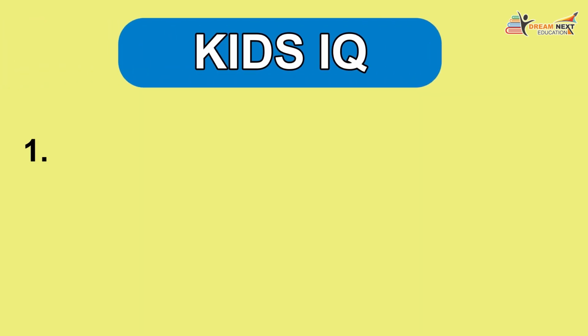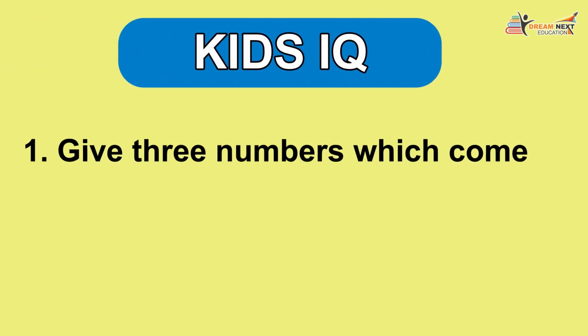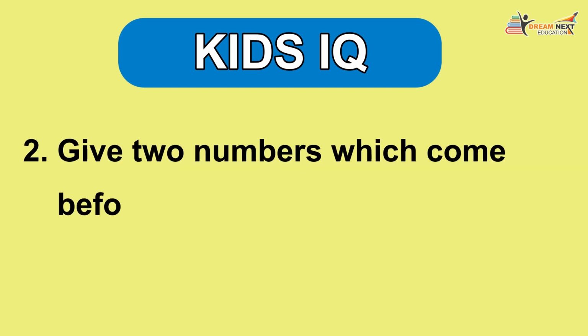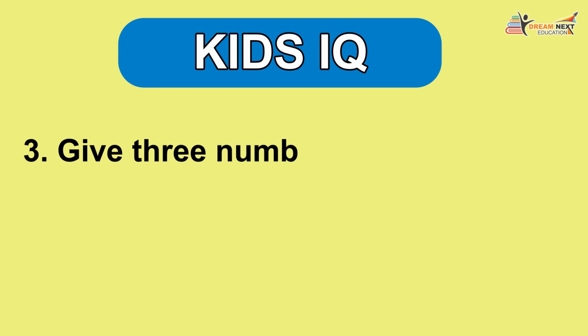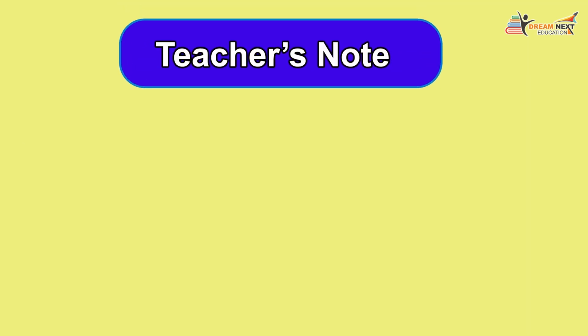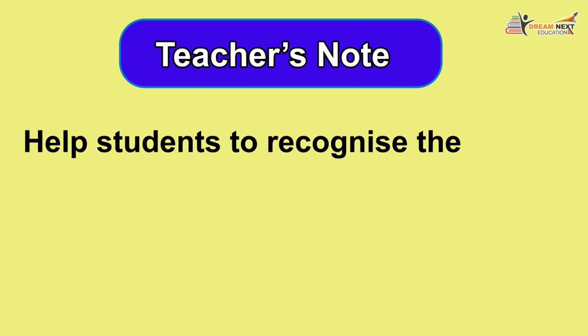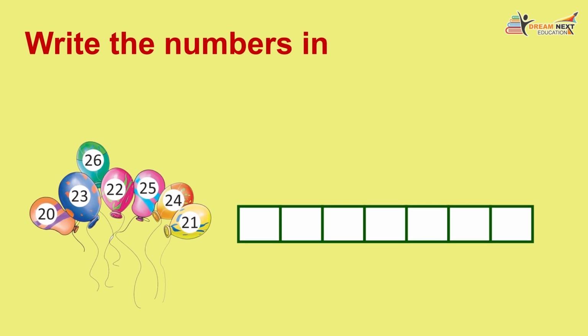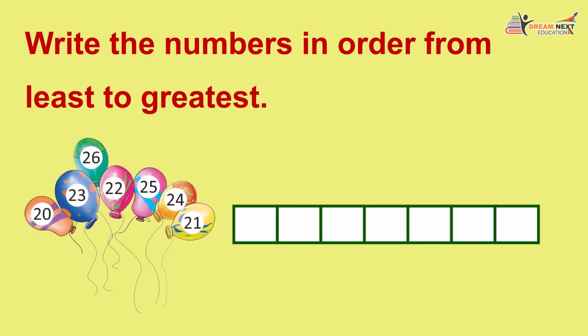Kids IQ. 1. Give 3 numbers which come after 70. 2. Give 2 numbers which come before 95. 3. Give 3 numbers which come after 25. Teacher's note. Help students to recognize the number ranking from 1 to 100 easily. Write the numbers in order from least to greatest.